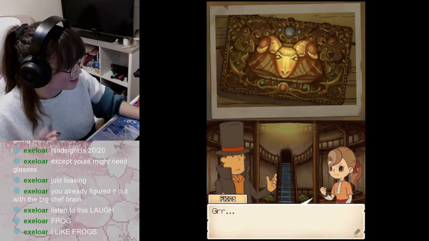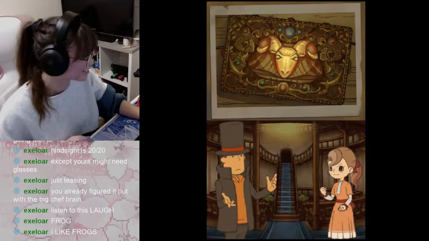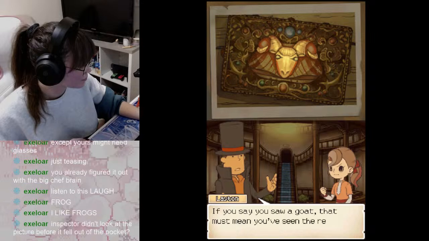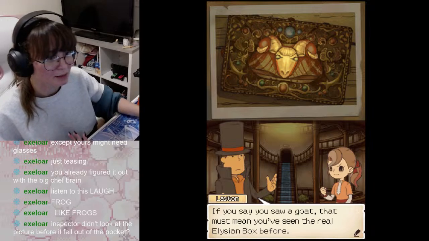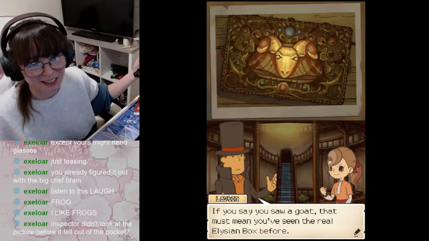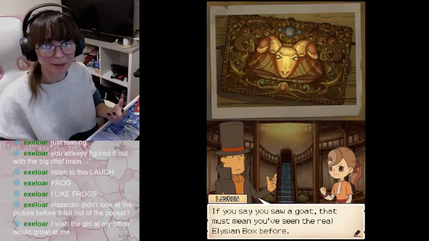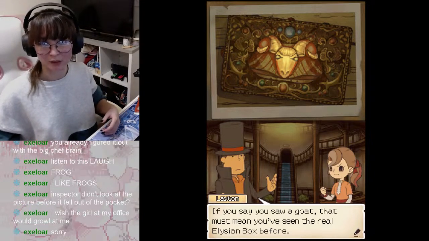Highly sus. She's saying grr. She's been caught, girl. Well, that clears things up nicely. If you say you saw a goat, that must mean you've seen the Elysian box before. Well, it was already ripped. Inspector, didn't you look at the picture before it fell out of the pocket? He just like didn't put it together because he's stupid. He like didn't piece it together. But why would he not piece it together? What kind of inspector doesn't piece together a torn photo?